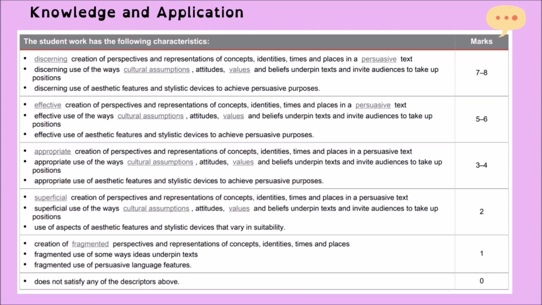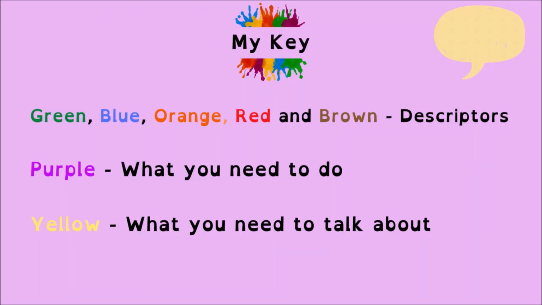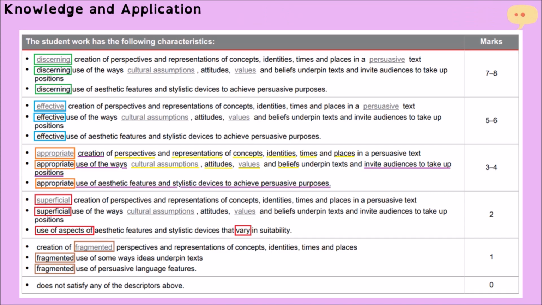So the knowledge and application criterion is out of 8. Let's have a look at how you can scale up and down for knowledge and application. I'm going to annotate the criteria, and in my ISMG, I've categorized the descriptors in green, blue, orange, red, and brown. Purple is what you need to do, and yellow is what you need to talk about. So I've really only annotated the 3 to 4 criterion in depth. So I haven't smashed you with an absolute rainbow of an ISMG.